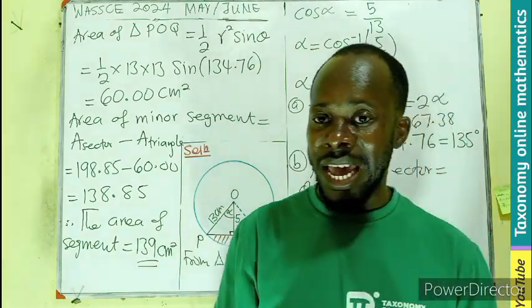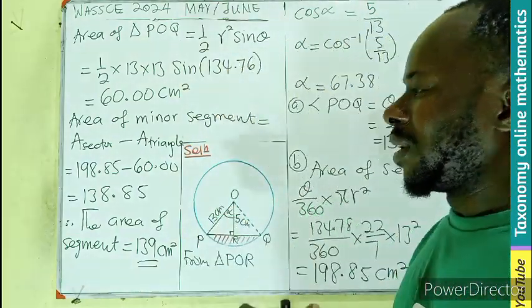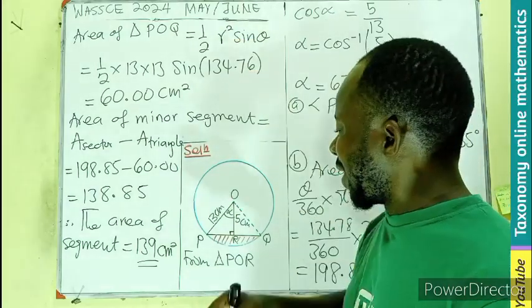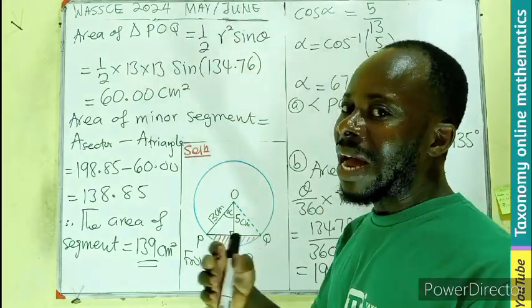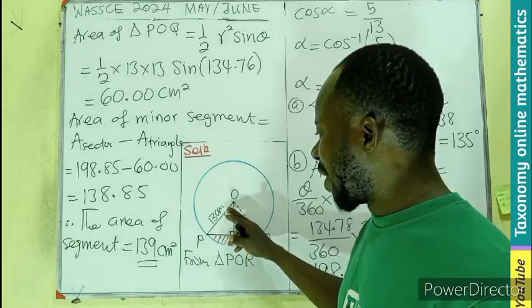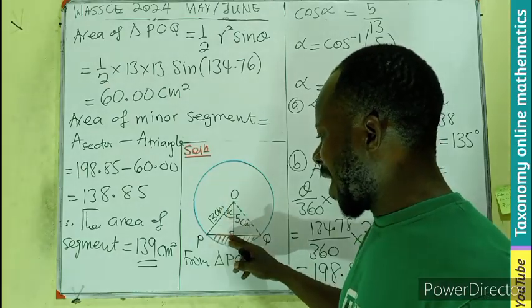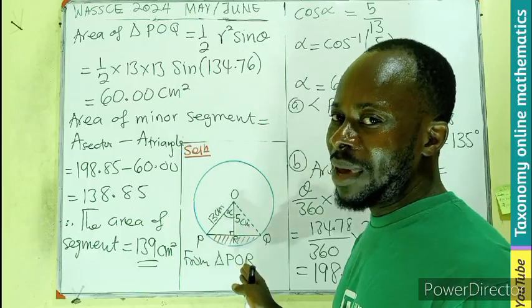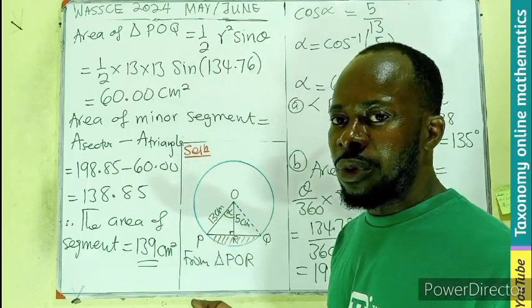So in finding the area of a segment, you must take it as the sector minus the triangle. And if you want to use half base times height, then it means you have to use the angle here, find here, times 2, to give you the length, before you can use half base times the height. I'm sure we are together.